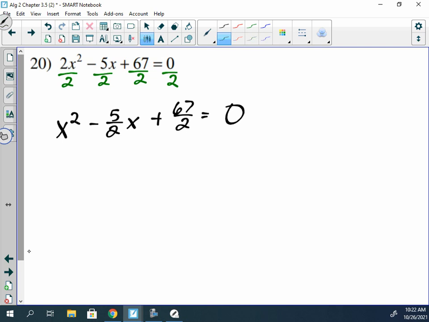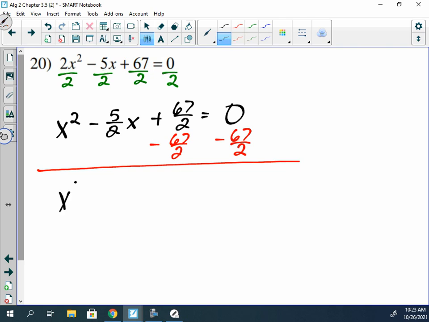Well, our next step is to get the variables on one side and the constant terms on the other. So the steps aren't going to change. We're just now dealing with fractions. Here we'll have x squared minus 5/2 x plus blank is equal to negative 67/2 plus blank.